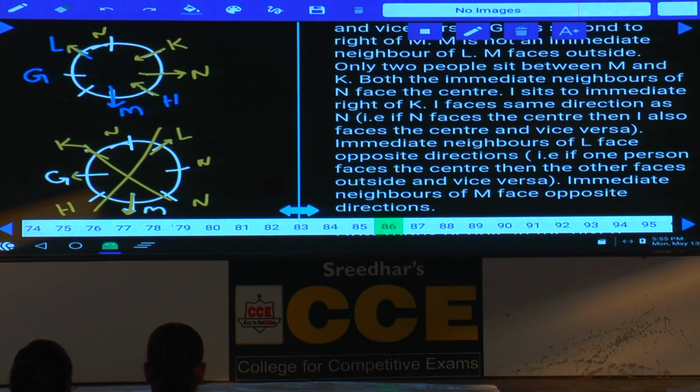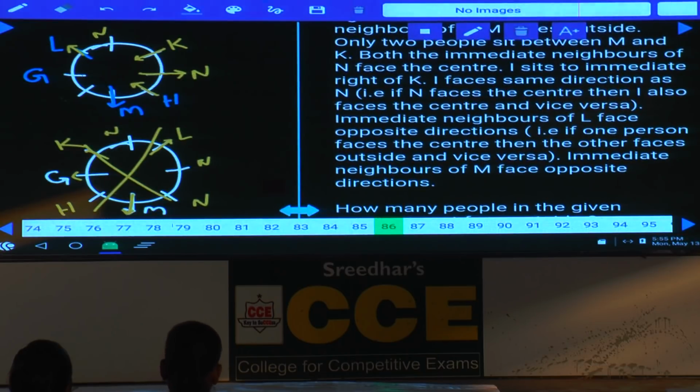Then both the immediate neighbors of N face the center. I sits to the immediate right of K. I and K are adjacent to each other. As I and K are adjacent to each other, hence where should this K be? I must be here. I sits to the immediate right of K. I faces the same direction as N. N is away from the center, so I is also away from the center.